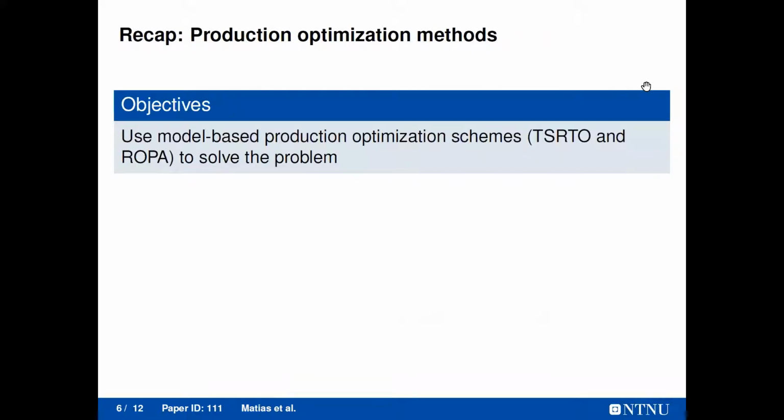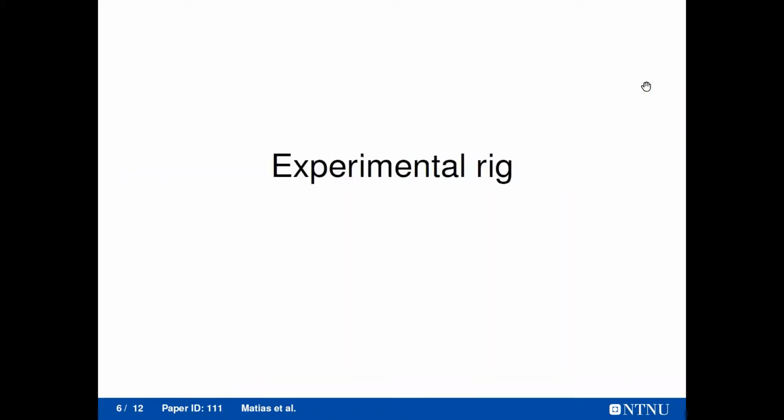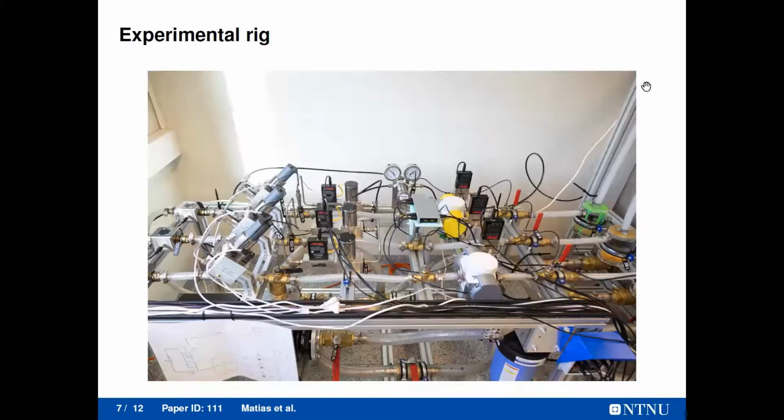For making these decisions, we want to apply both production optimization methods that were described before, the classical two-step RTO and ROPA, where an extended Kalman filter is used in the dynamic adaptation layer. So, as I said, the main contribution of the paper is that we carry out the first ROPA implementation in an actual system. Here is a picture of the rig.